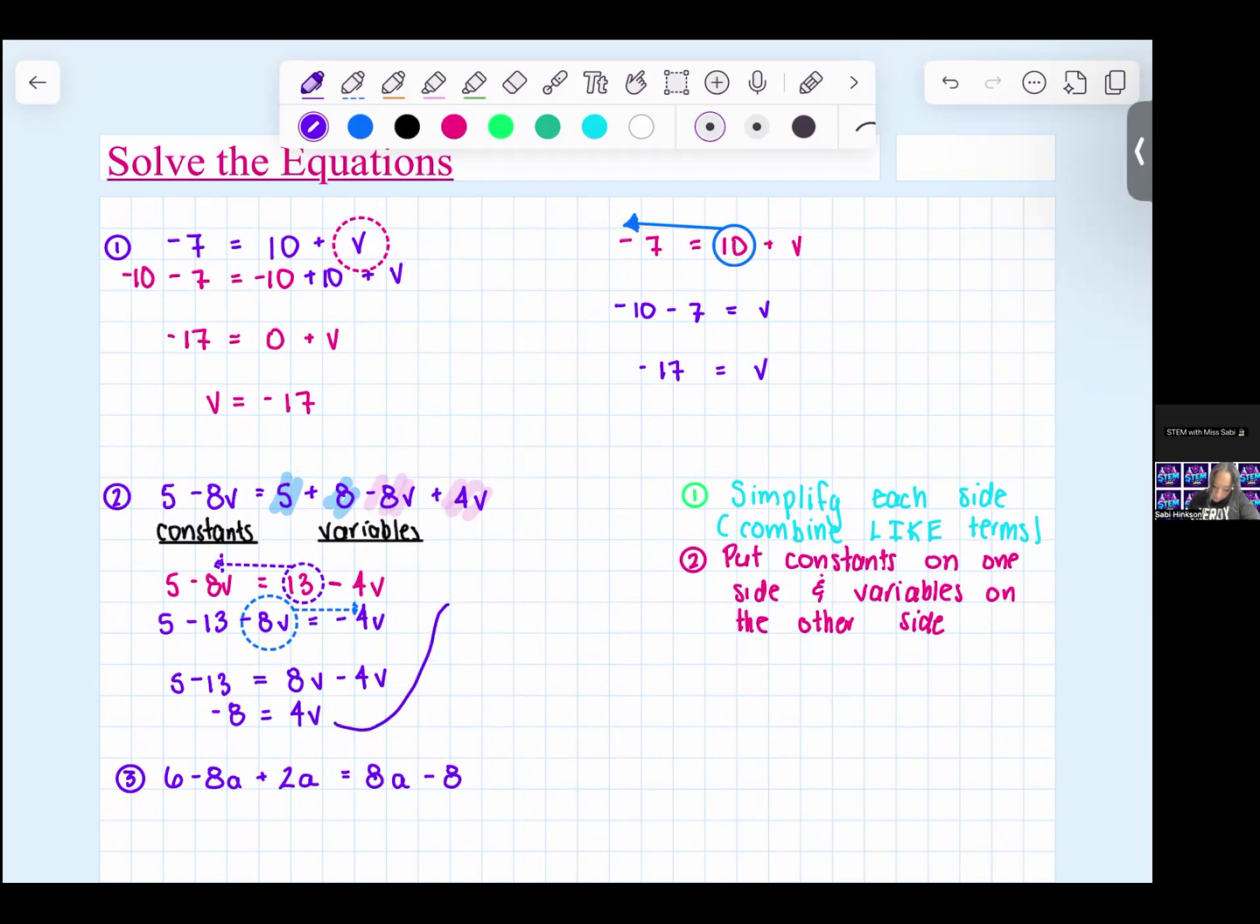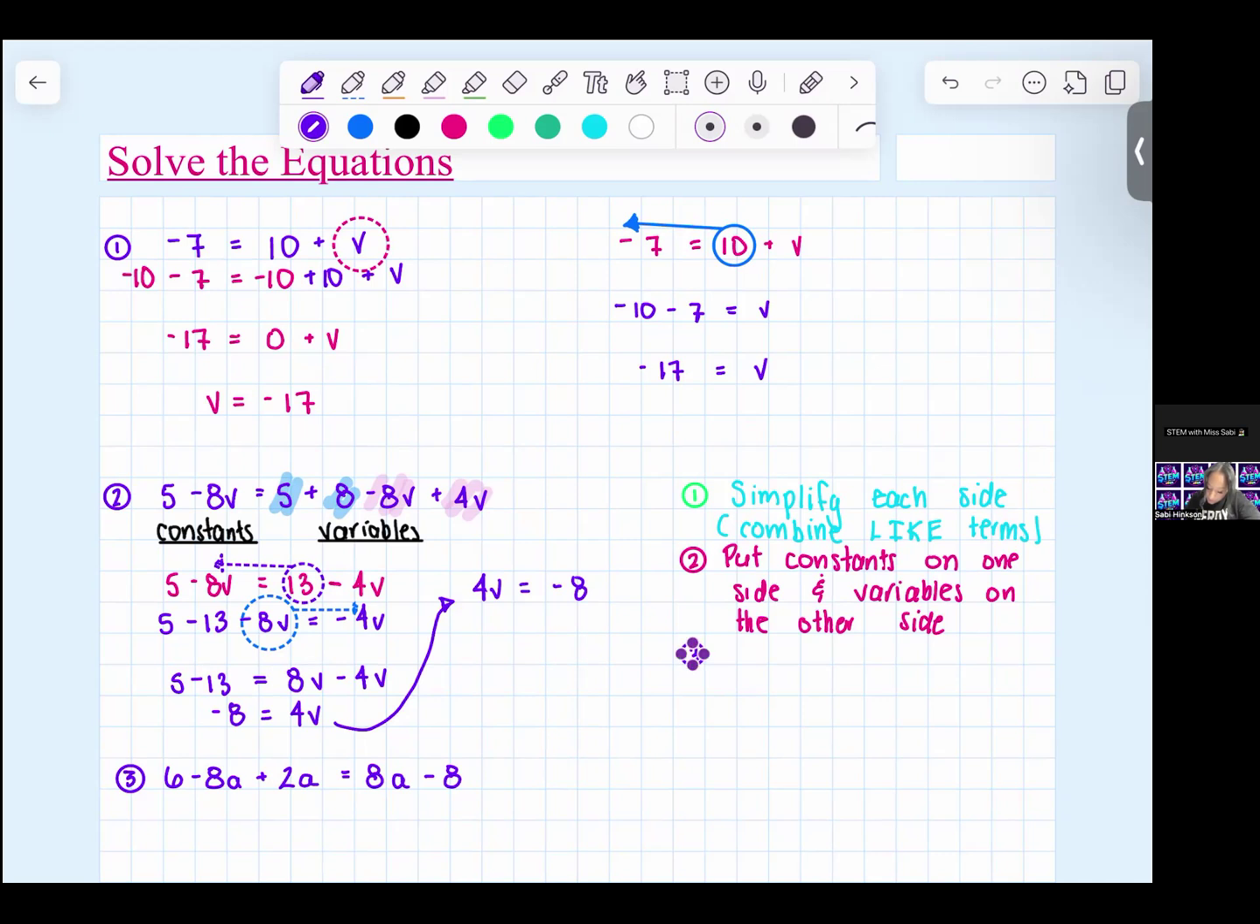So I'm just going to put my next step over here and rewrite that. Actually, I'm going to flip it because I like to have my variable like that. I should have probably put all my variables on the left. So this means the same thing, right? Negative 8 is equal to 4v is the same thing as saying 4v is equal to negative 8. Okay, so put the constants on one side and variables on the other. That I've done. Okay, and then simplify again.